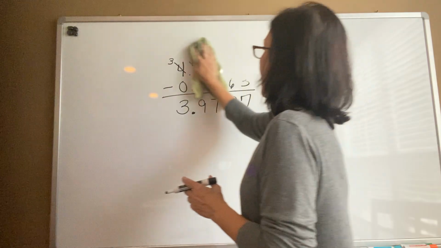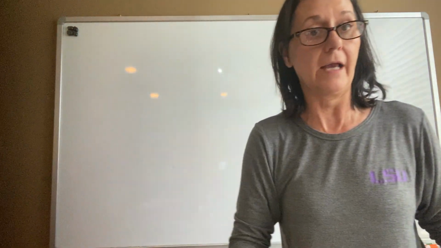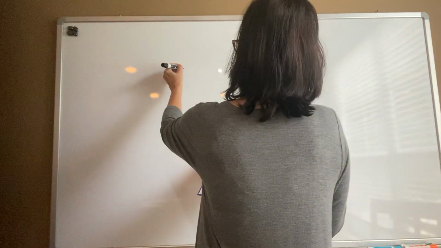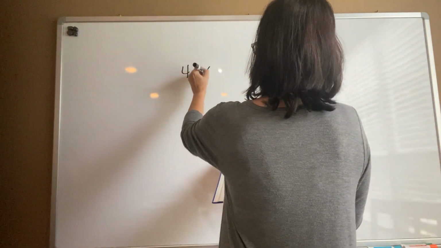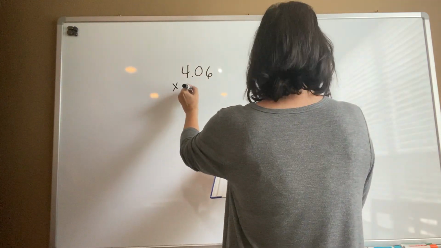Now when we multiply decimal numbers, we don't have to line up our decimal places. So I want to multiply 4.06 by 0.016.